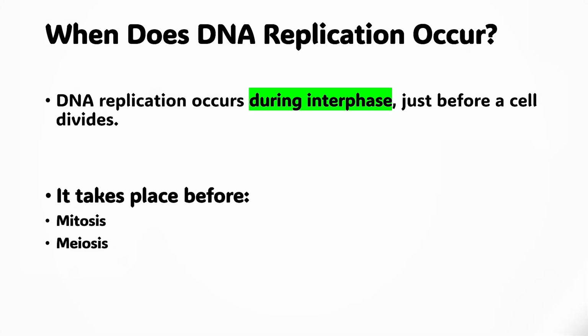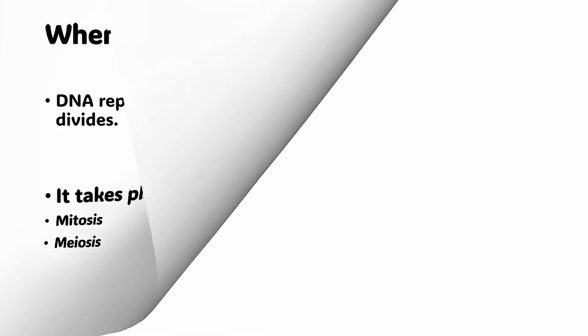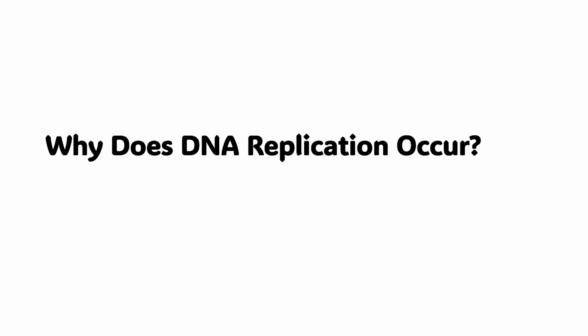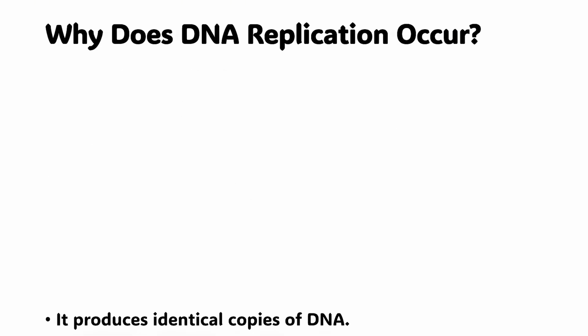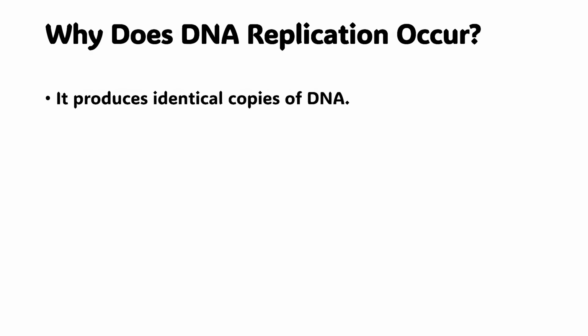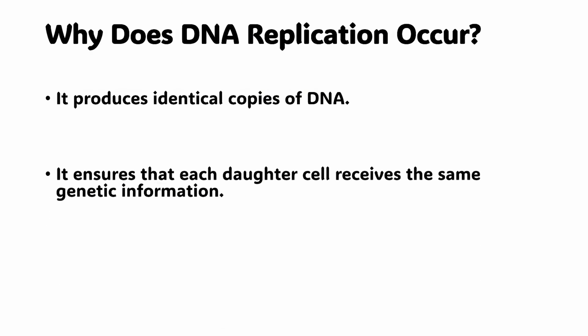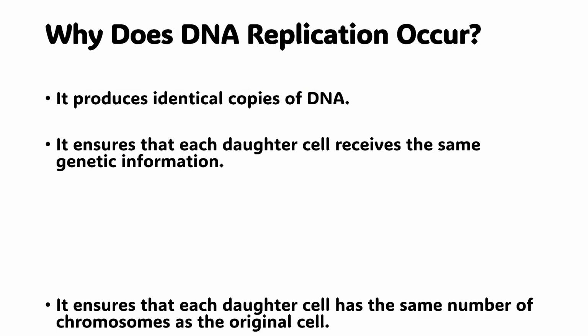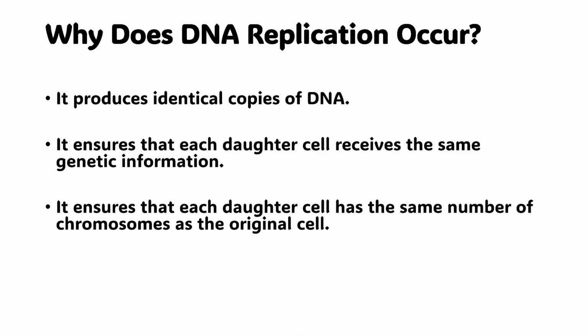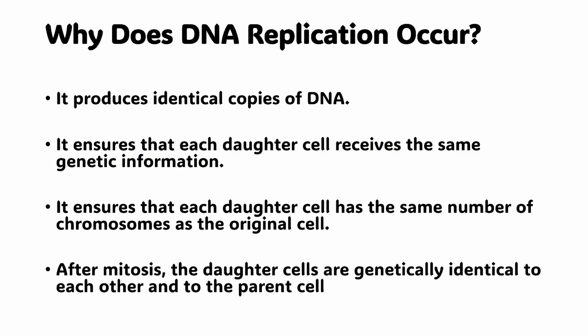Why does DNA replication occur? It produces identical copies of DNA. It ensures that each daughter cell receives the same genetic information. It ensures that each daughter cell has the same number of chromosomes as the original cell. Without DNA replication, the new cells will not receive complete genetic instructions.